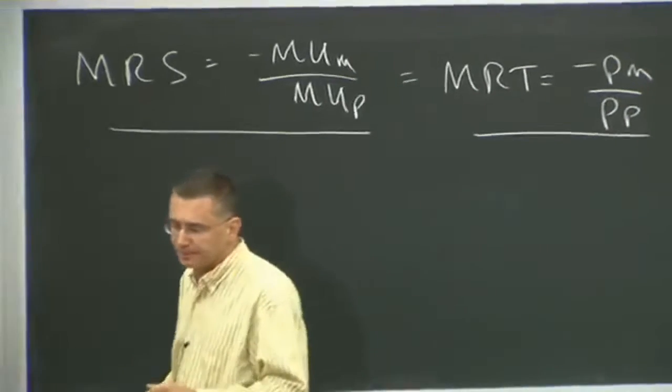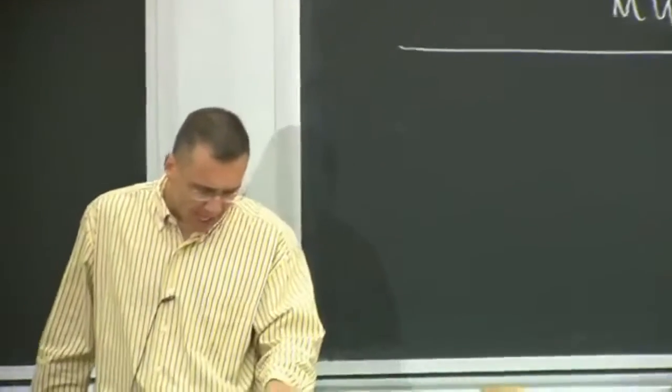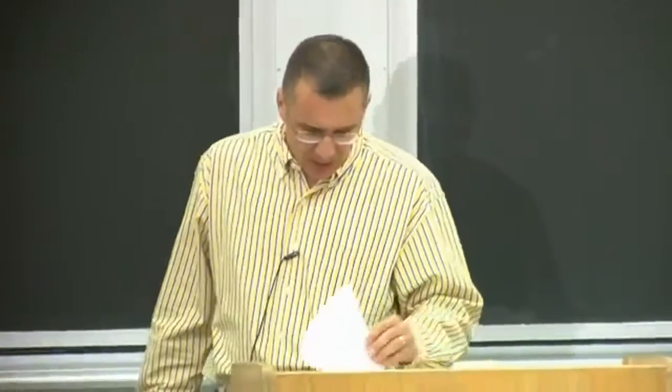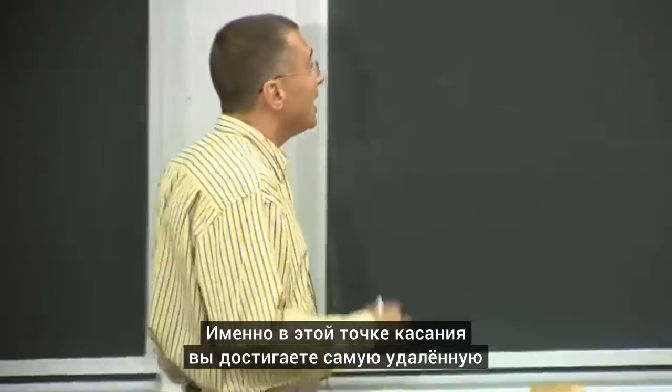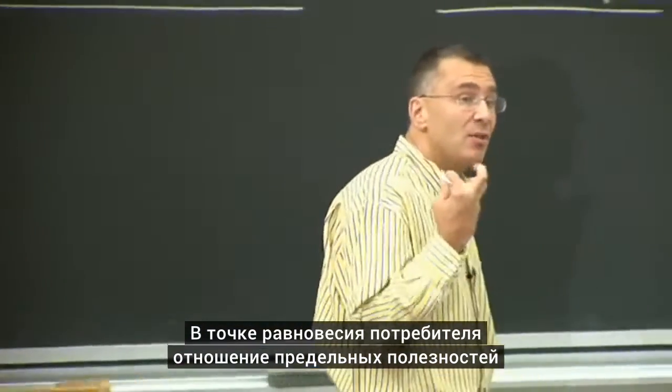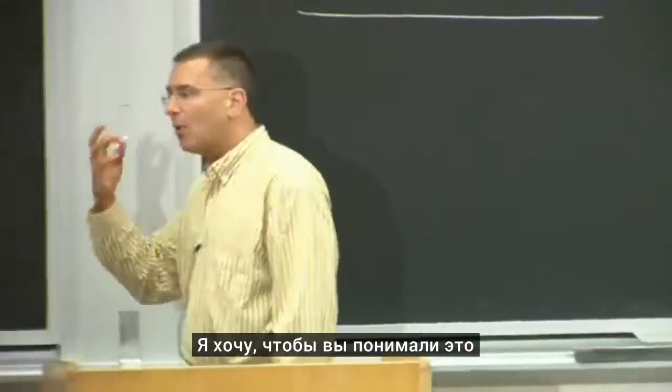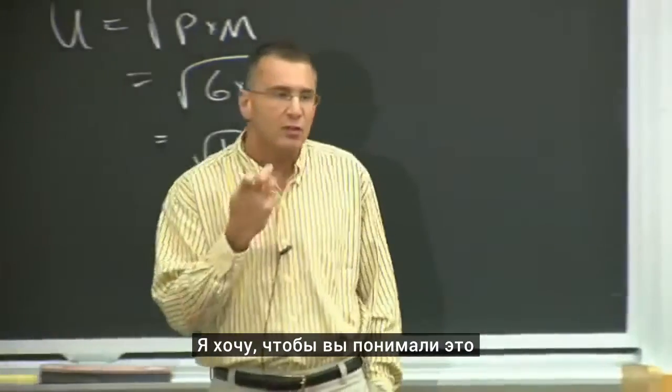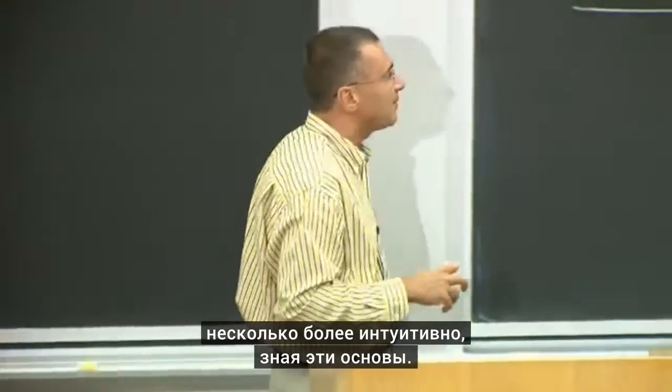At that tangency is where you get to the highest possible indifference curve. So at the optimum, the ratio of marginal utilities equals the ratio of prices. Now, I want to try to see if you understand this a bit more intuitively, even given this mathematics.